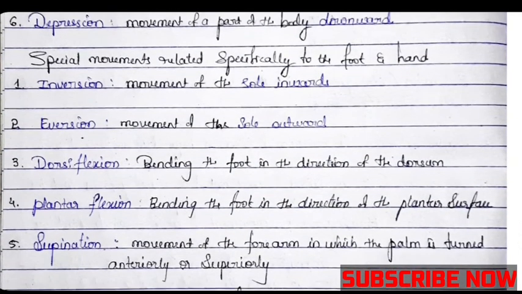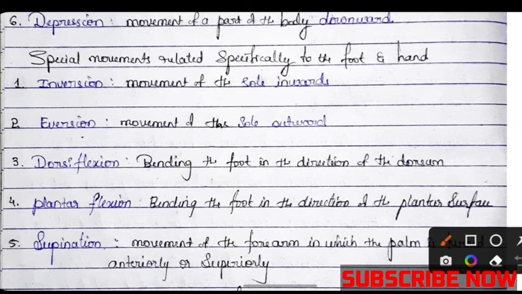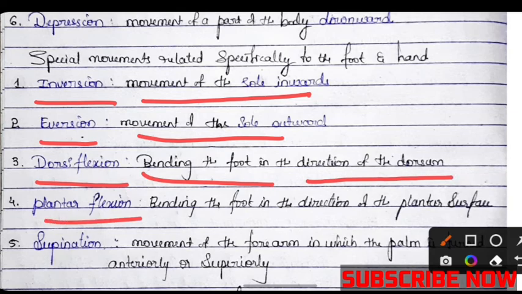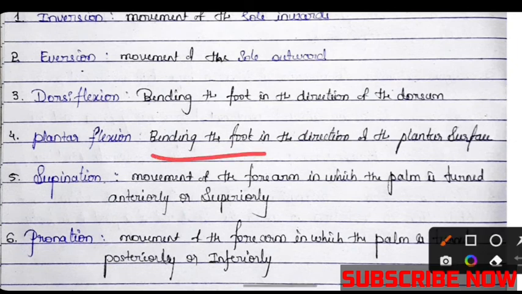Next, special movements related specifically to foot and hand. First one is inversion, that is movement of sole inwards. Second one is eversion, movement of the sole outward. Third one is dorsiflexion, bending of the foot in the direction of the dorsum. Fourth one is plantar flexion, that is bending of foot in the direction of plantar surface.